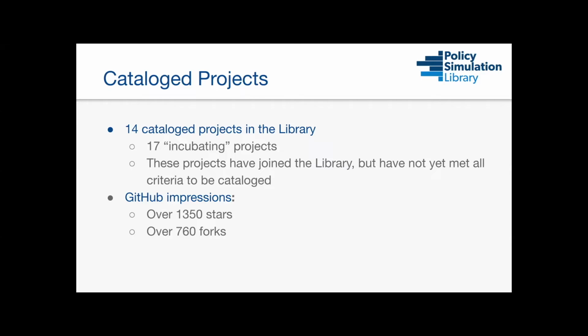To give a sense of the impression of these projects, if we look across these different projects in the library, there's over 1,350 GitHub stars on those projects and more than 760 forks of these projects. So we're seeing quite a bit of use of projects in that catalog. Again, it really helps to have one place where people can go and see a number of different models useful for different aspects of policy analysis.